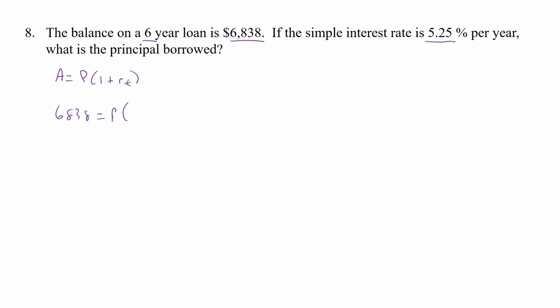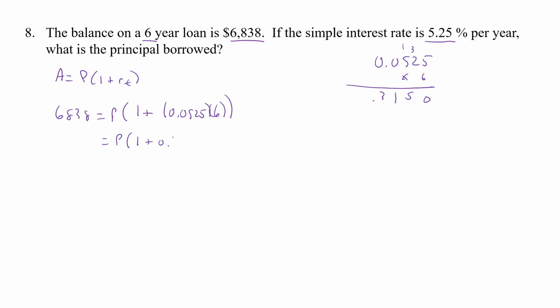So 6838 equals P times (1 plus R), 0.0525. Again, convert that to a decimal, drop the percent, move it 2 places to the left, times T, which is 6. And now what we have to do is do this math within parentheses first. So 0.0525 times 6 is going to give us 30. That's 12, that's 15, that's 31. And move it 1, 2, 3, 4, okay, 0.3150.